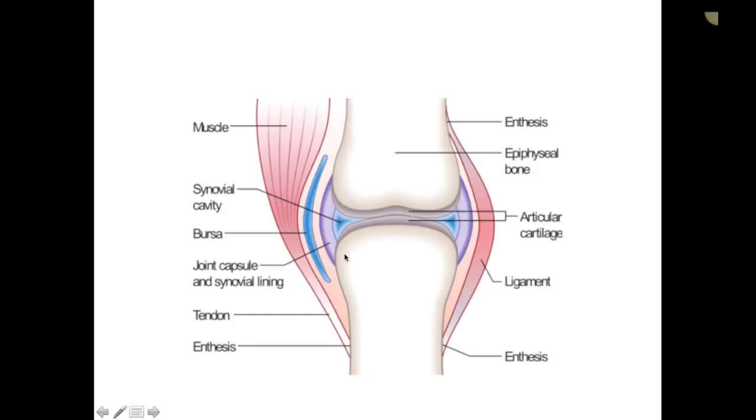And you can see here, so here's the epiphysis of the bone. This is the articular surface, so the joint surface of the bone. It's covered in articular cartilage, and that reduces friction. It allows for a smooth moving surface. And then it has this synovial cavity with synovial fluid, which again allows for lubrication, allows for low friction, in order to allow that joint to move without any concerns.